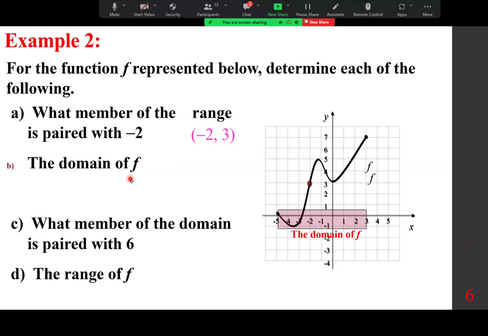Domain. What is the domain? If you were to lay this down along the x-axis, the left side will cover this point about negative 5, and the right side will cover this point 3. So you can write it in this format: x such that x is between negative 5 and 3, so negative 5 less than or equal to x less than or equal to 3. Or you can go with the interval notation. Either way is fine, everybody.